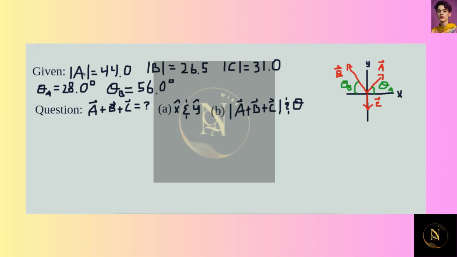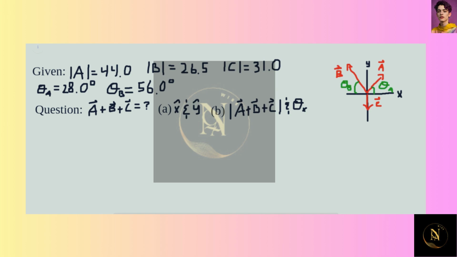We're given the magnitude of A is equal to 44, the magnitude of B is equal to 26.5, and the magnitude of C is equal to 31. And then theta A is equal to 28 degrees, and theta B is equal to 56 degrees. And the question is, what is the sum of all these, A plus B plus C, for A, in terms of the components, which are the x hat and y hat components, and then B, in terms of the magnitude of the sum and the angle that sum makes with the x-axis. We will indicate that as theta sub x.